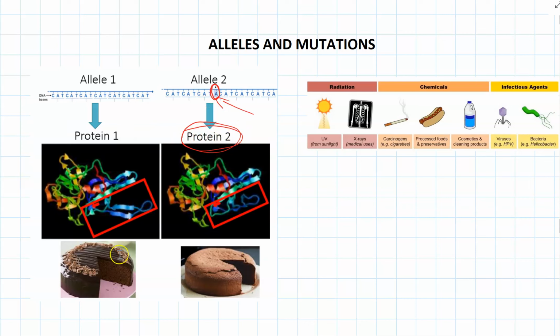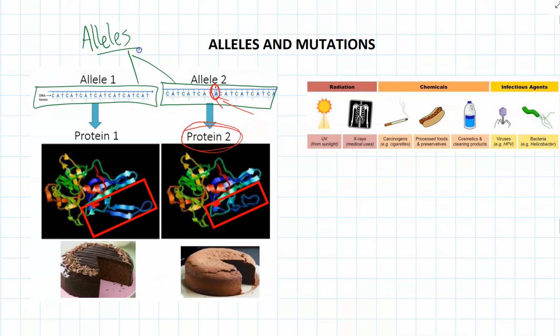And if we're thinking back to the cookbook analogy, it's still the same protein, but it might do something slightly different, or maybe it won't work at all. So here, it's still a chocolate cake, but it looks a little bit different, and maybe it tastes a little bit different, has different icing, and specks of chocolate on the top of this one. So a mutation causes a different sequence, which causes a different protein. And these 2 different versions of the gene we call alleles. So alleles are just different forms of a gene with a slightly different code.